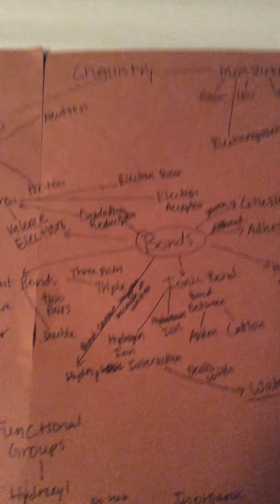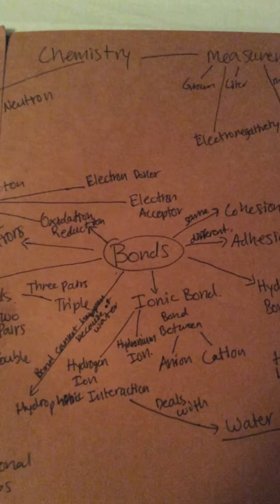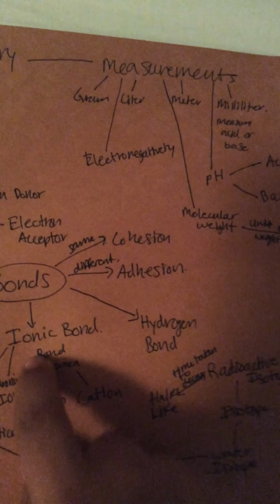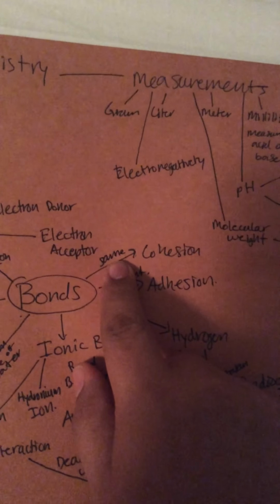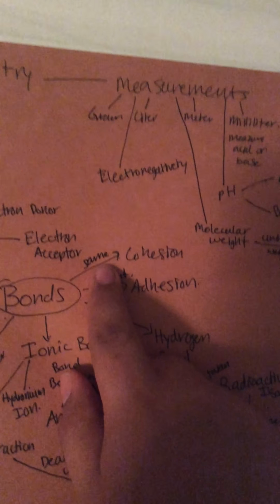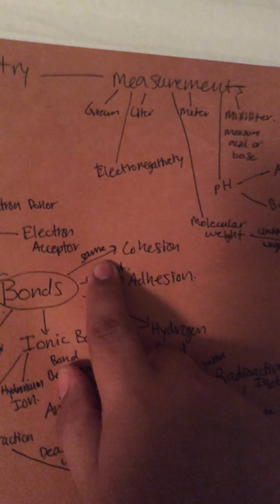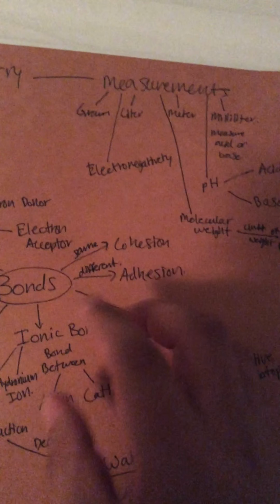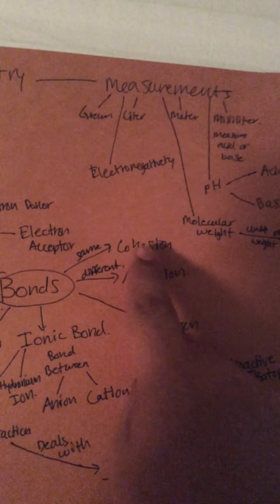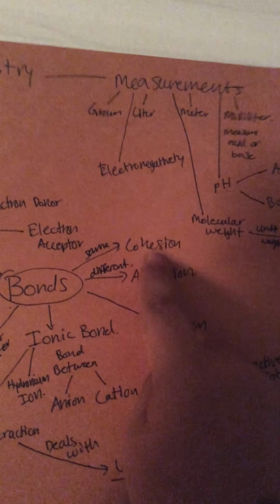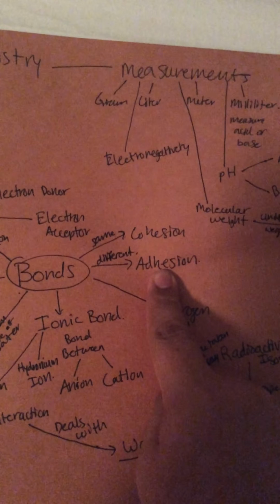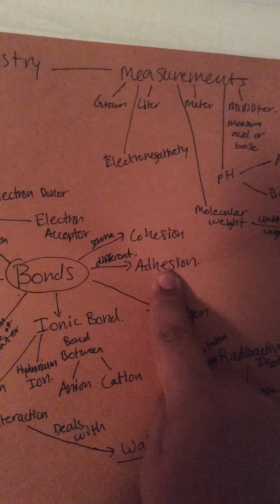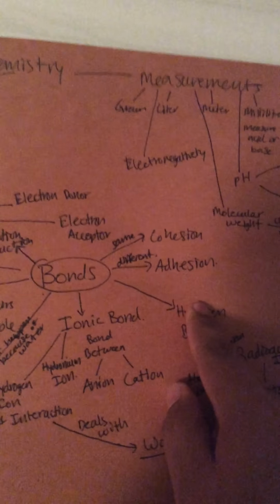There's also cohesion and adhesion. Cohesion is when the same particles stick together, and adhesion is when different particles stick together. So in cohesion, all the particles that are bonded together are the same, and in adhesion, the particles that are bonded are different.